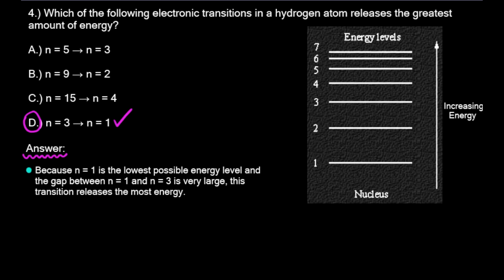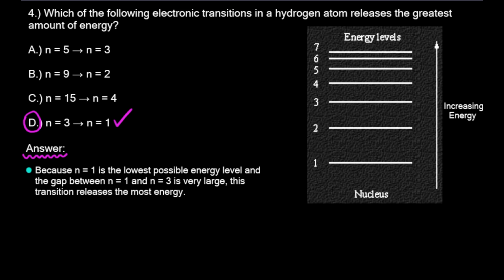Answer choice D, the transition from n equals 3 to n equals 1. This is the biggest drop toward the ground state. Because the energy gap between n equals 3 and n equals 1 is the largest among these options, this transition releases the greatest amount of energy. So the correct answer is D, n equals 3 to n equals 1. Remember, the largest energy release occurs when the electron drops from any higher energy level to a very low energy level like n equals 1.